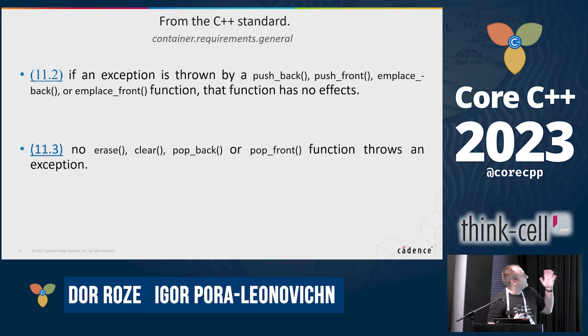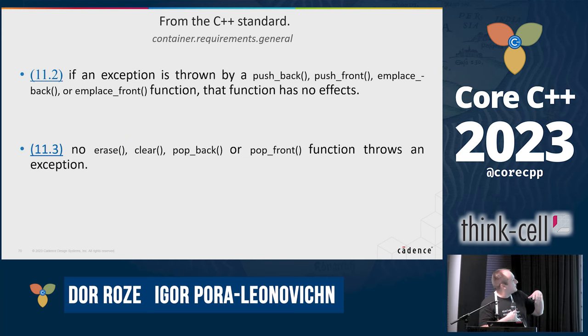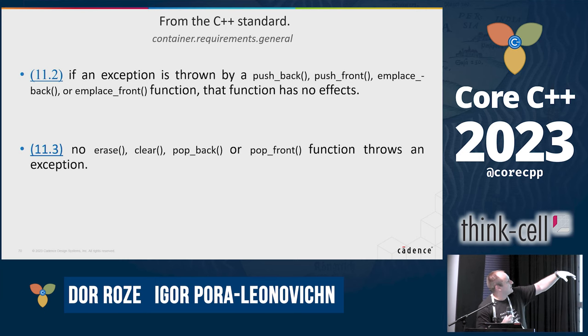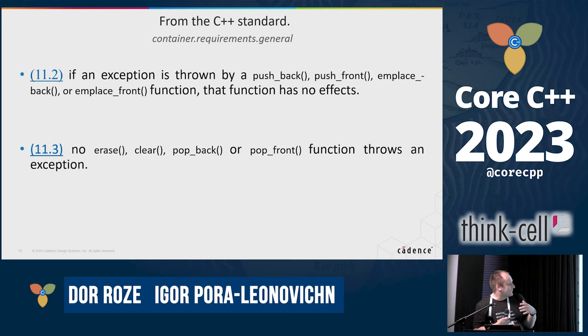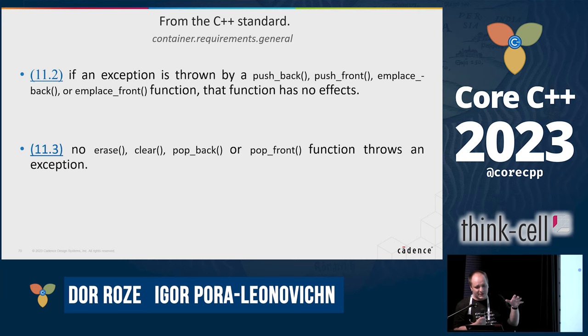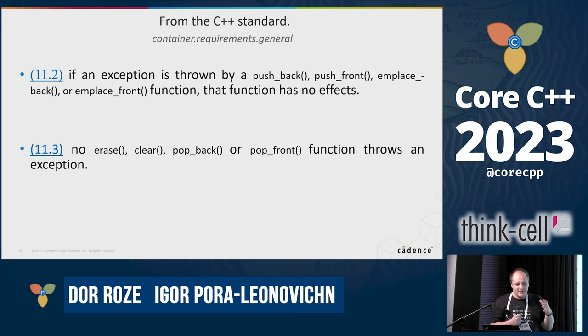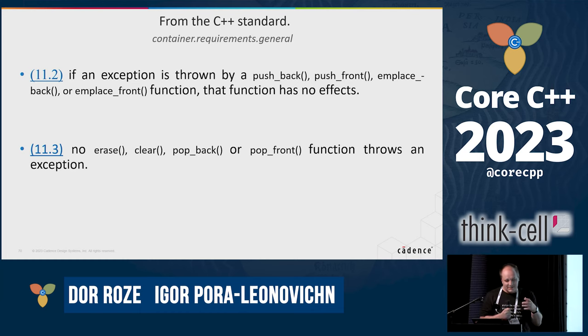So we can look into the C++ standard and the container requirements in general. It's a topic in the C++ standard. What it says is that methods push_back, push_front, emplace, erase, clear, pop_back cannot throw exceptions in general. So what that means is that if an operation failed, the object should still be valid.